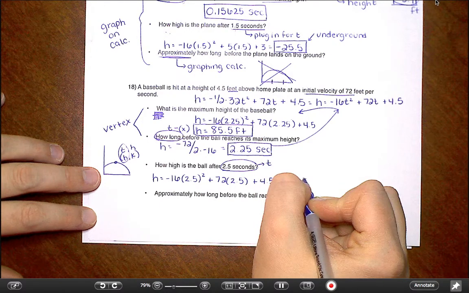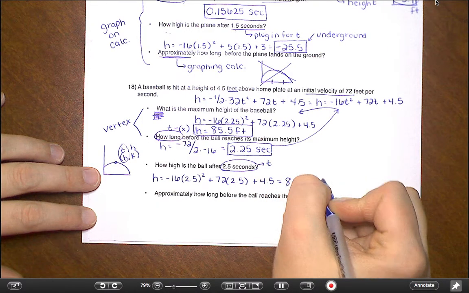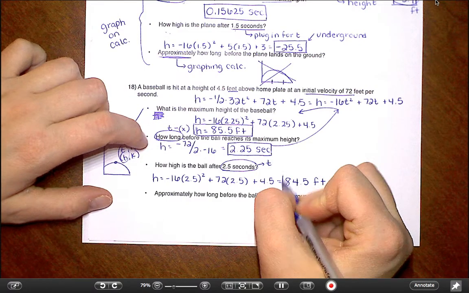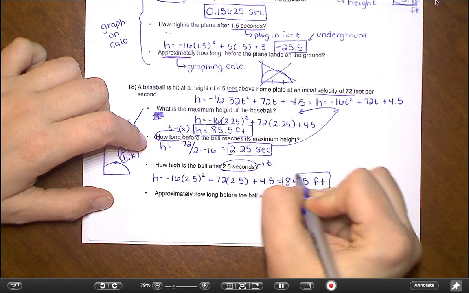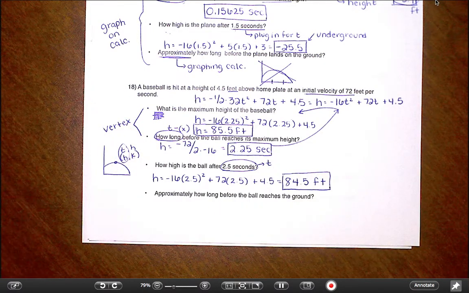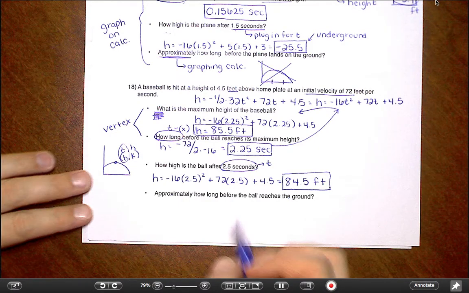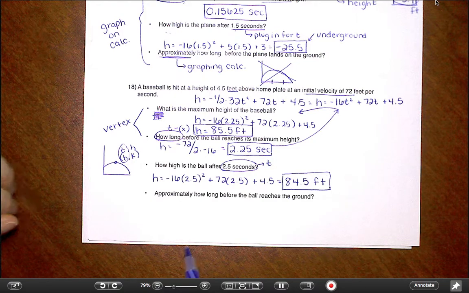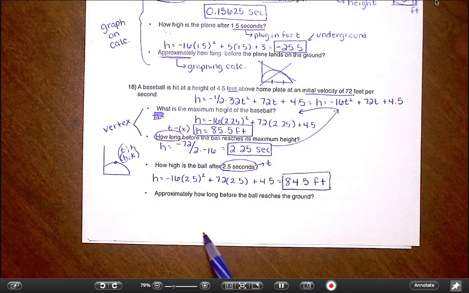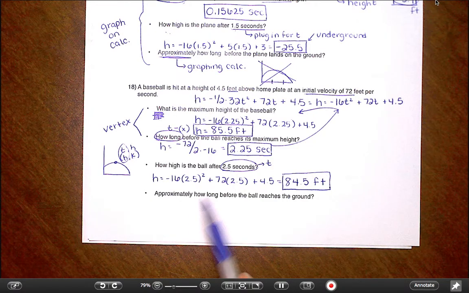And that's pretty much in line with what I thought a second ago, that it was going to be something a little bit smaller than 85.5 because it's on its way back down, but it's just past that peak. So again, good to think about those things just to make sure your answers make sense. And then again, approximately how long before it hits the ground? I would guess close to 5 seconds, 4 to 5 seconds.